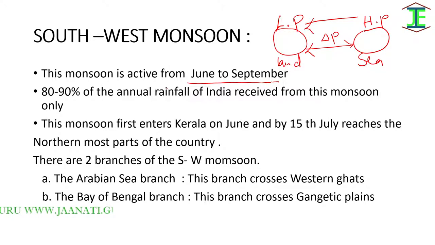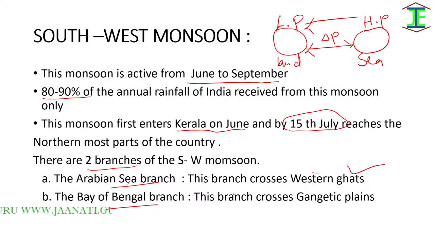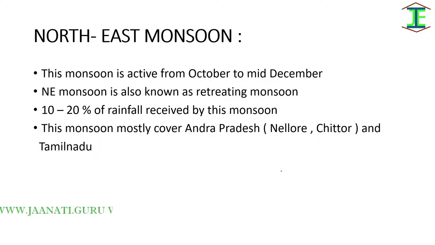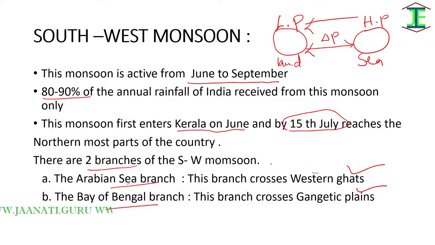In this monsoon, 80 to 90% of the annual rainfall is received. This monsoon first enters Kerala in June, and by 15th July it reaches most parts of the country. This monsoon has two branches, the Arabian Sea branch and the Bay of Bengal branch. The Arabian Sea branch crosses the Western Ghats, and the Bay of Bengal branch crosses the Gangetic Plains. Another point, this Southwest monsoon is also known as the Grand Period of Rainfall.